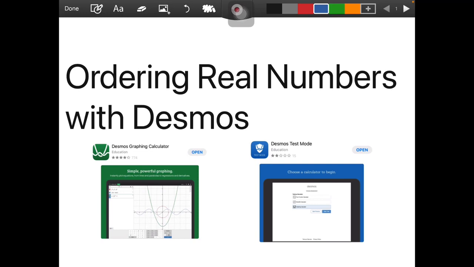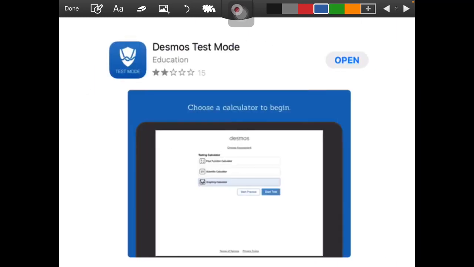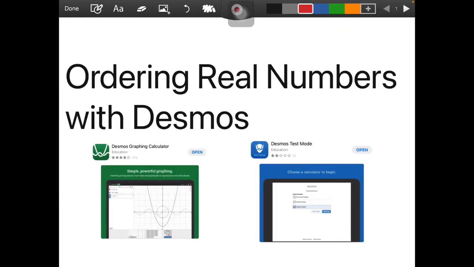Okay, there are two different Desmos calculators. The first is the traditional. It is green. Unfortunately, that is not what we want. We are going to use the blue Desmos test mode. So make sure when you download this that you get this one. This is the one that we are going to use. This is also the one that you're going to use on all of your exams. You will not be allowed to use this green Desmos on any exams that you take.